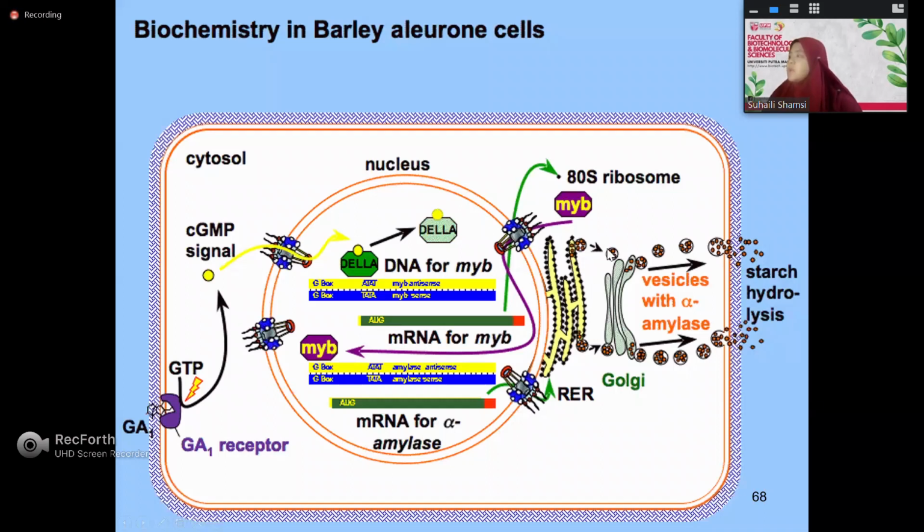Alpha amylase is then transported out by the rough endoplasmic reticulum and Golgi apparatus here in vesicle form, and then it is released to the endosperm, which is rich in starch. In the endosperm, it will then hydrolyze the starch. This process happens in the aleurone layer, conducted by the aleurone cells. These aleurone cells release the alpha amylase into the endosperm.